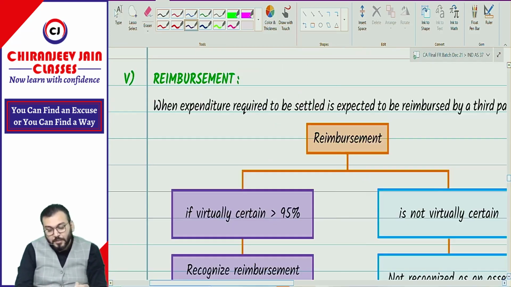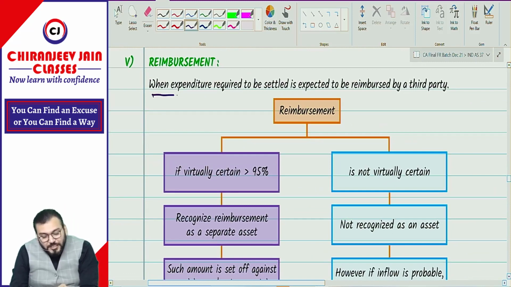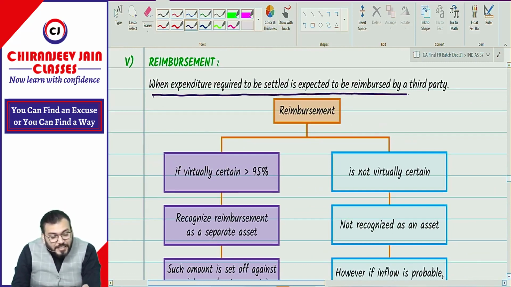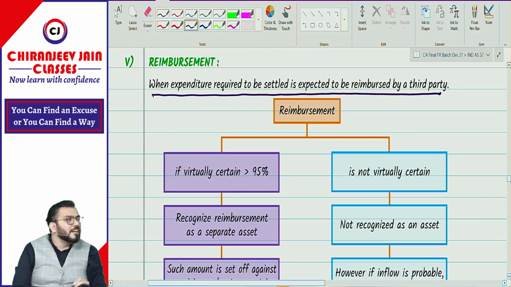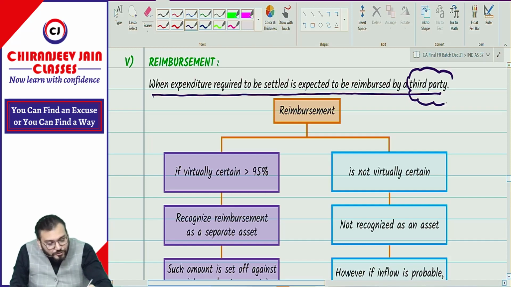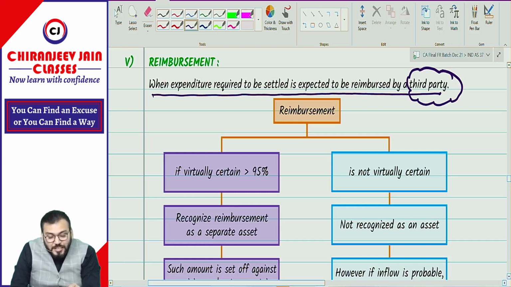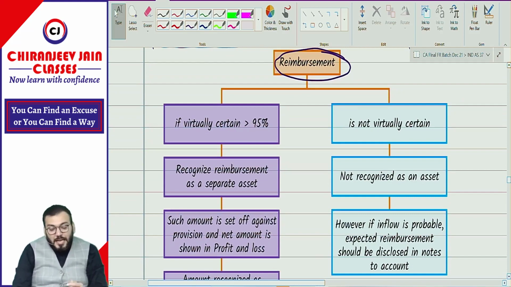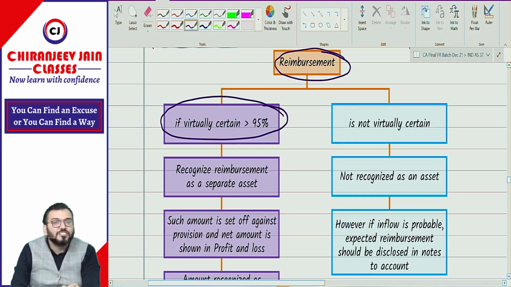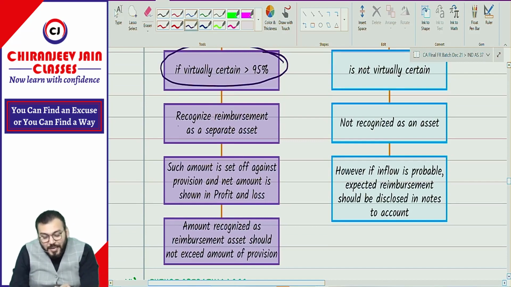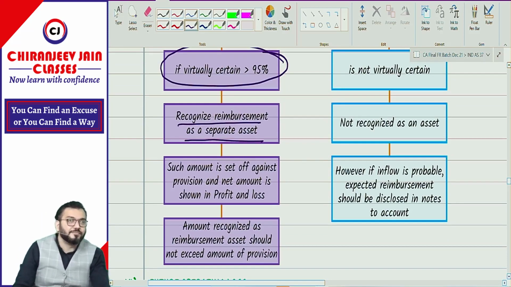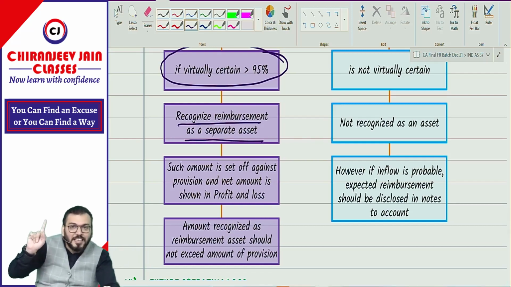Let us check. When expenditure required to be settled is expected to be reimbursed by a third party. Third party can be an insurance company, or any party. So it is known as reimbursement. And if reimbursement is virtually certain, its chances are more than 95%, then recognize reimbursement as a separate asset in the balance sheet.